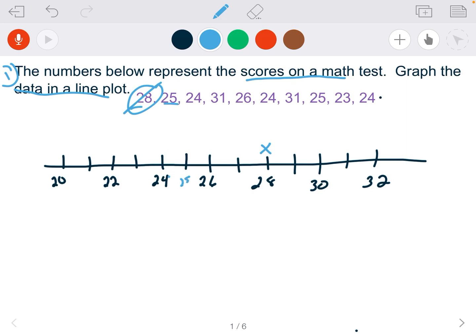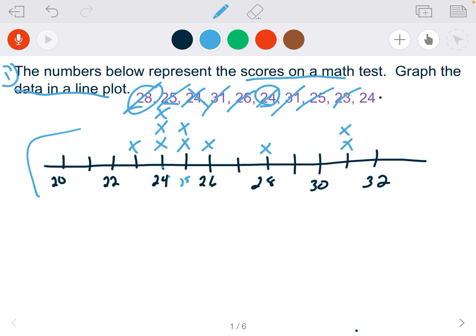Look for 25. Well, I know 25 is between 24 and 26. Put an X on it. 24. Put an X above it. 31. Put an X above it. 26. Put an X above it. 24, I've already got one X, but this is my second 24, so I just put one X above it again. 31, I've got a second X going there. 25, a second X going there. 23, and then 24 has a third X.